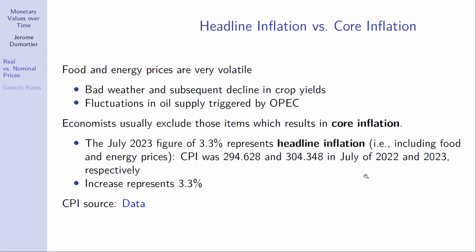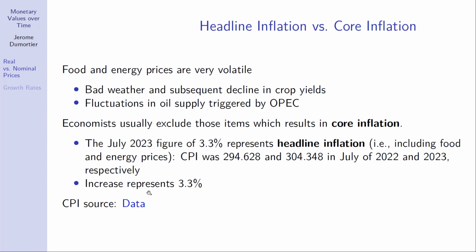And you can calculate those values when you look at the CPI in July of 2022, where the CPI was 294.628. Note that the CPI is unitless. And in July of 2023, the CPI was at 304.348. When you calculate the percentage change between those two values, you get the headline inflation of 3.3%.